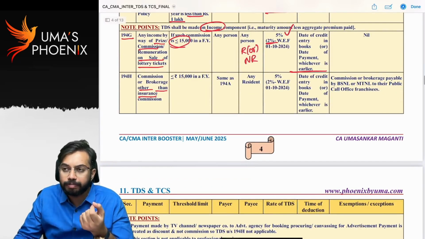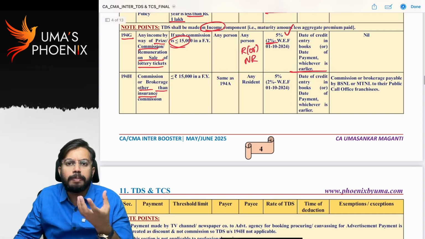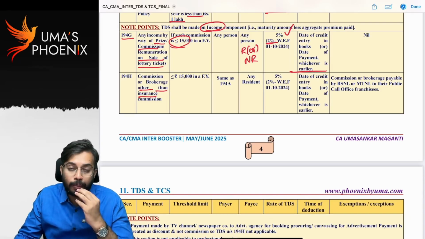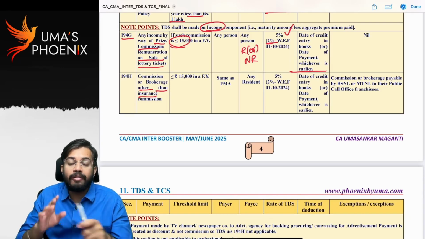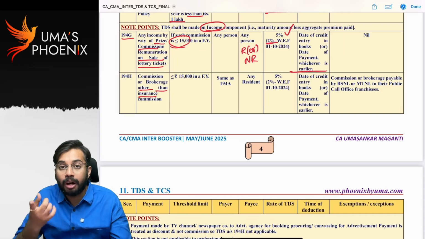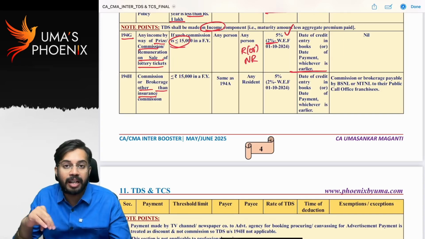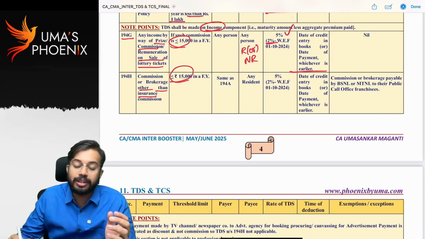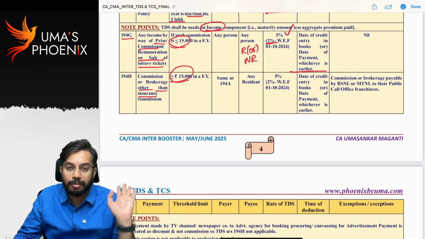For example, a company wants to purchase a land for the purpose of its business. It went to a broker. Broker charged 1% commission. Value of land is 2 crores. 1% commission means 2 crores into 1%, 2 lakh rupees. Now, the company is required to pay 2 lakh rupees commission to the broker. On such commission, TDS is required to be deducted under section 194H. Same here also, if the amount of commission is less than or equal to 15,000 in a financial year, no TDS is required to be deducted.